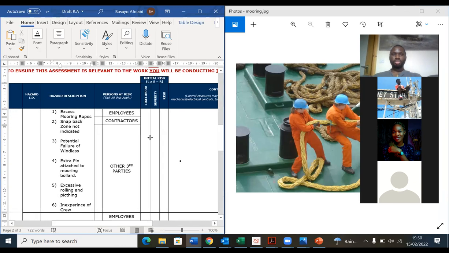Now look at the screen here. The persons at risk is another thing that we'll be looking at. Remember what Captain Joshua and I have been trying to tell you: careful examination of any work that has potential to cause harm. Also inside the Code of Safe Working Practice, chapter one, we explained that you need to identify who will be harmed. So now we're going to identify who will be harmed, which is obviously these two guys here in the front.